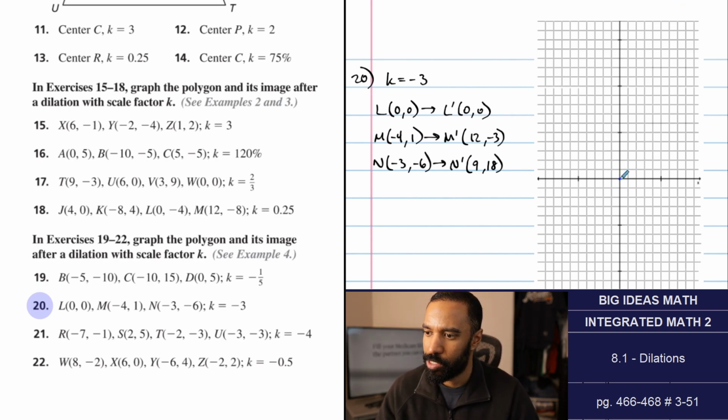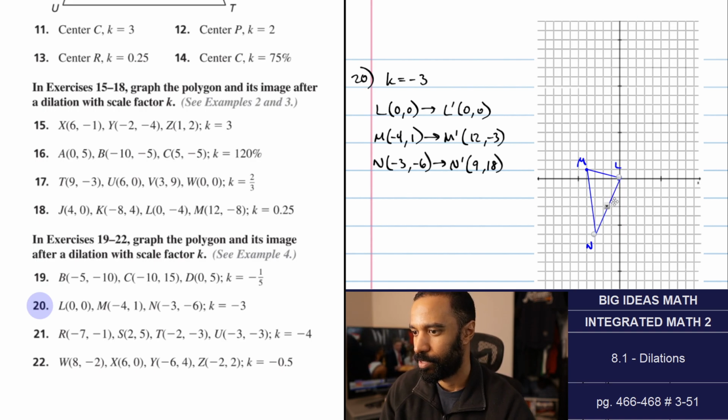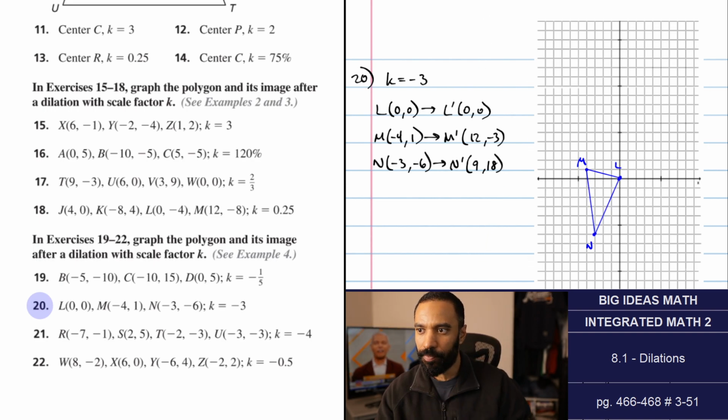So L, 0, 0, M, negative 4, 1, N, negative 3, negative 6 is the original triangle. L, M, N. Hold on, change my color and shape and style. Let's do that again. No, it just snapped again anyway. Arrgh. All right, that'll work. L prime is on the same point.